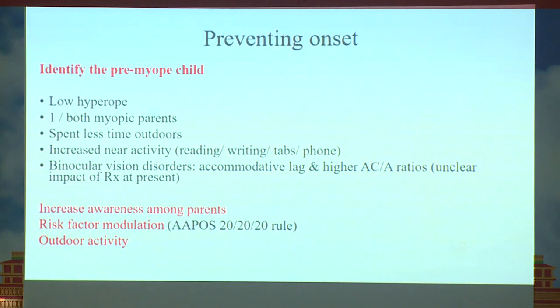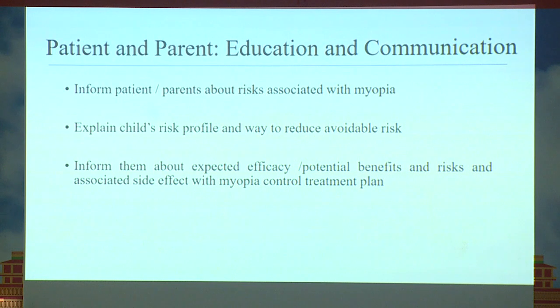Preventing the onset: identify the pre-myope child. We talked about low hyperopia, a genetic history, spends less time outdoors, increased near activity, has some form of binocular vision disorder. At the moment, at least in India, there is no evidence that you should pharmacologically or optically intervene. However, you need to educate the parents and the child. Risk factor modulation: try and reduce the near work, give breaks, encourage outdoor activity. So these are the interventions we would recommend for a pre-myope.